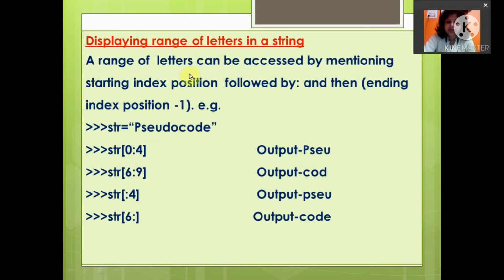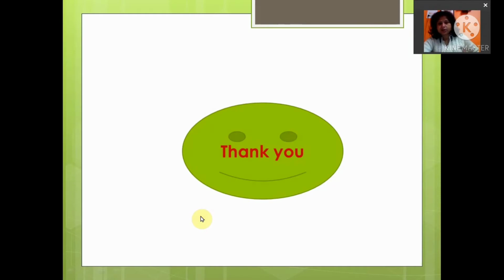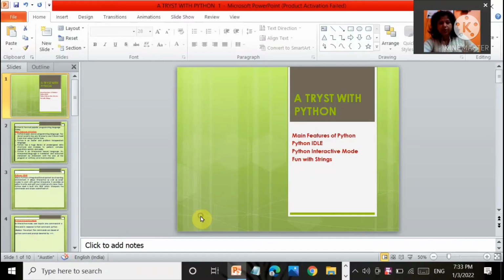Similarly, 6 to 9. It will count 0, 1, 2, 3, 4, 5, 6. It will start from C at 6, then 7, 8. Since 9 is given, 9 minus 1 is 8, so up to position 8 it will go. This way it will count the displaying range of letters in a string. I will do it and show you now. Don't worry.